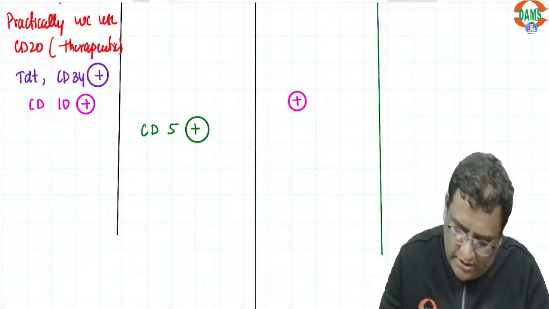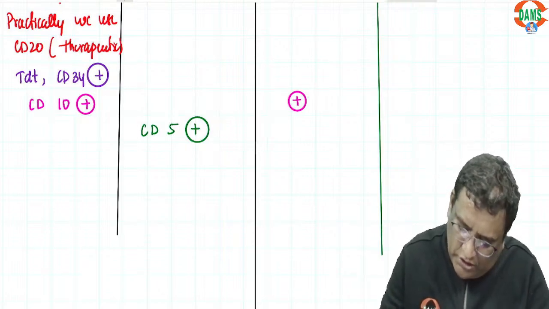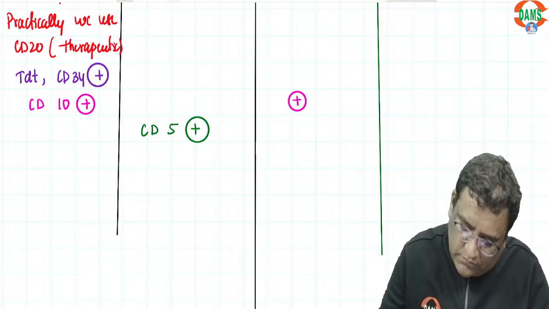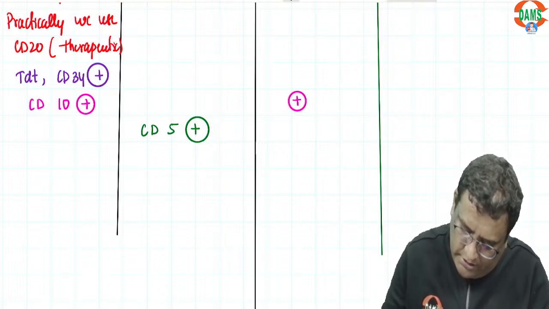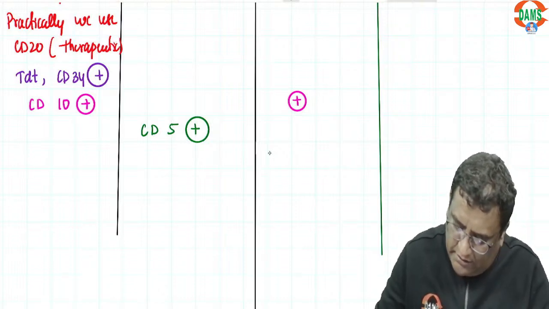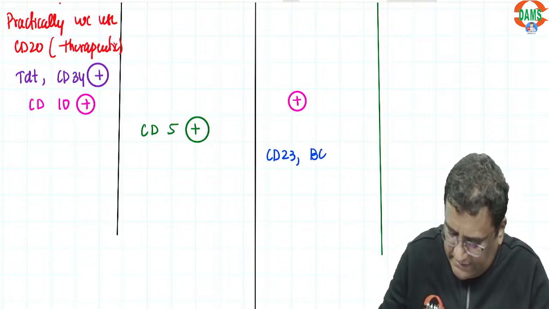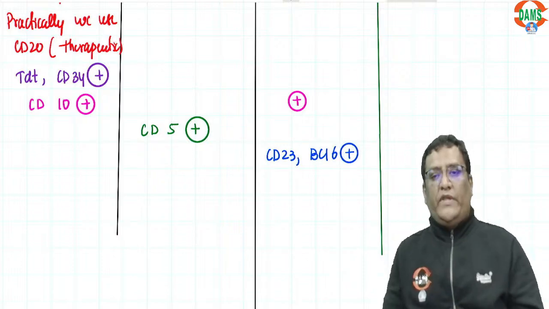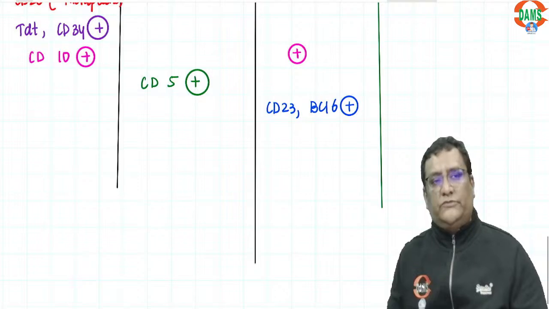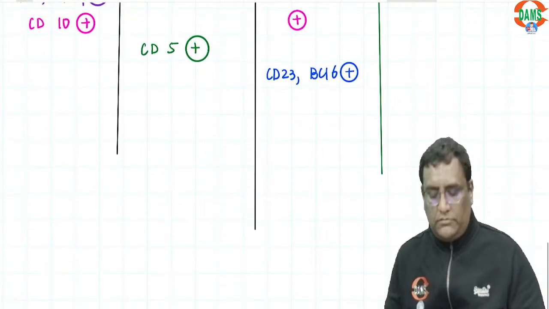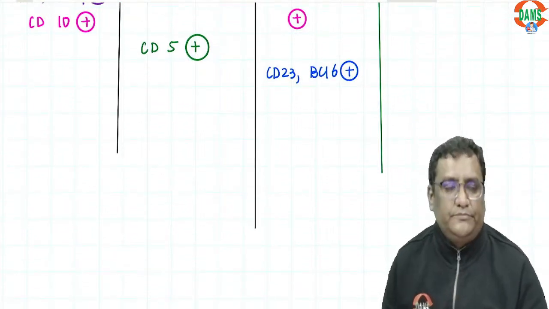Next, I want to give one more marker, CD23 and BCL6. They are positive in germinal center B, and negative everywhere else.